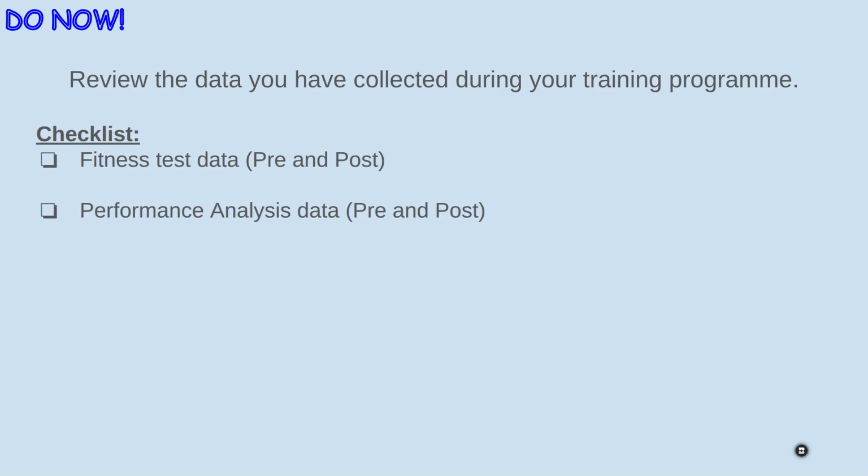We need to have performance analysis data. Again, this needs to be pre and post PEP, ideally the same conditions, the same statistics that we've been trying to collect, so we can analyse the data between the two. And then during your training program, hopefully we've collected some heart rate data during our fitness training sessions that we can use to create some graphs for how our sessions went.